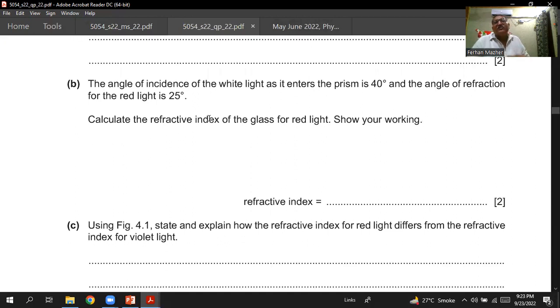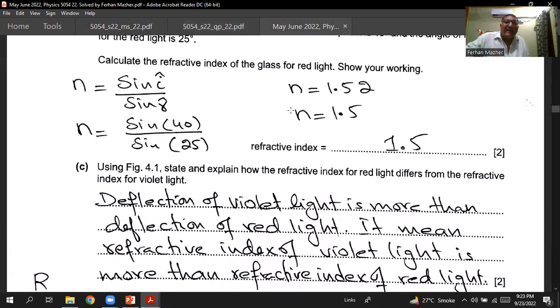The angle of incidence of the white light as it enters the prism is 40 degrees, and the angle of refraction for the red light is 25 degrees. Calculate the refractive index of the glass for the red light. Show your working. The refractive index formula is n equals sine i divided by sine r. So n will be equal to sine 40 divided by sine 25.